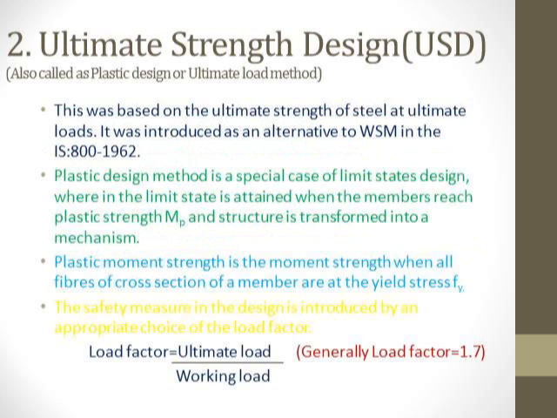Now the second method is the ultimate strength design. This method is also known as the plastic design or the ultimate load method, and it was based on the ultimate strength of the steel at the ultimate loads. It was introduced as an alternative to the working stress method, which we discussed earlier, in IS 800 1962. When applied to steel structures, it is referred to as the plastic design method.